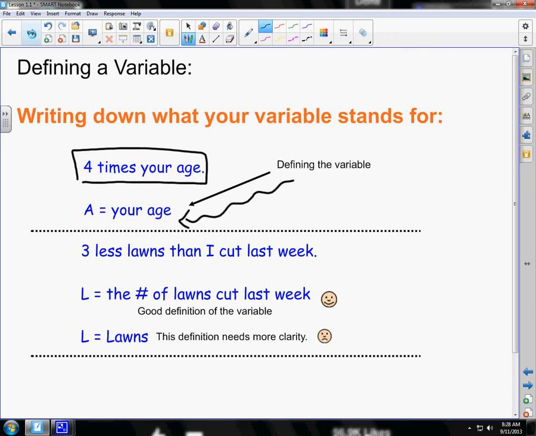So, 3 less lawns than I cut last week. L equals the number of lawns cut last week. That is a good definition of a variable. L equals lawns. This definition needs more clarity. You need to be pretty specific when you define the variable. You wouldn't like it if you're trying to do a problem and they only gave you a little piece of information. You like it when there's a lot of information so that you can understand it better.